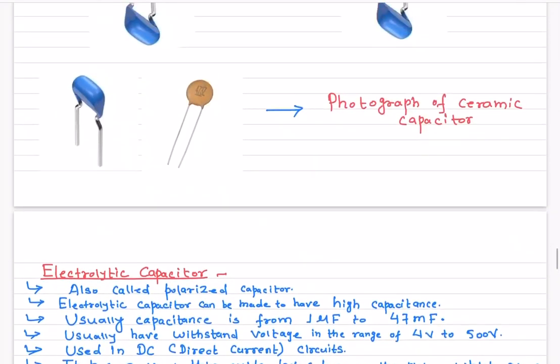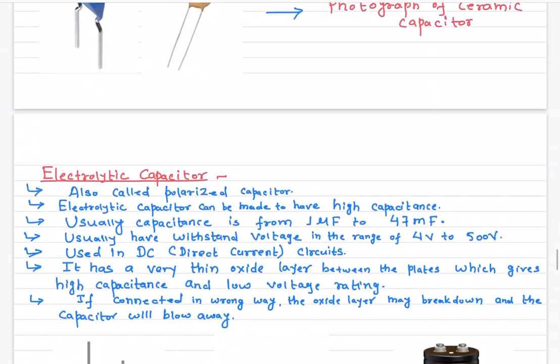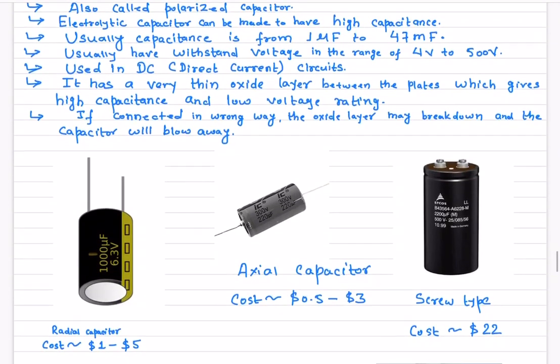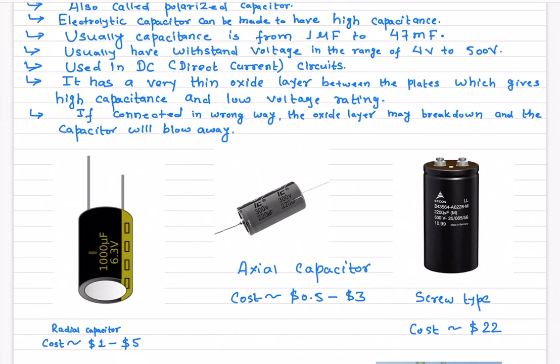So the difference between the unpolarized capacitor and the polarized capacitor mainly is that it has to be connected in a certain way in a circuit. As you can see, a polarized capacitor has one longer lead and the other shorter. Usually this has to be connected to the positive terminal of the battery, and this to the negative terminal. You can also see the negative sign, which means it has to be connected to the negative terminal of the battery.